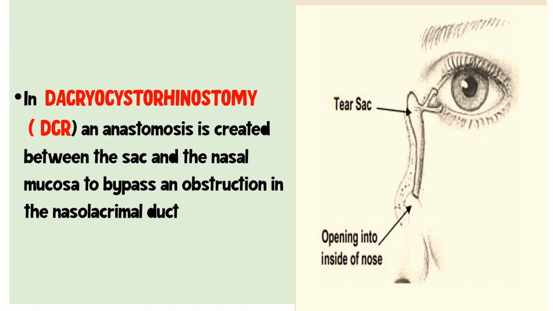You can either do a dacryocystorhinostomy, which is called DCR, or you can do an older procedure called dacryocystectomy. However, the best procedure is a DCR. In DCR, as I told you before, we create an anastomosis between the lacrimal sac and the nasal mucosa by chipping out some of the lacrimal bone, in order to bypass the obstruction present in the nasolacrimal duct. As we create this opening, the tears will directly drain into the nasal cavity without having to pass through the nasolacrimal duct. That is the creation of an opening, or a dacryocystorhinostomy.